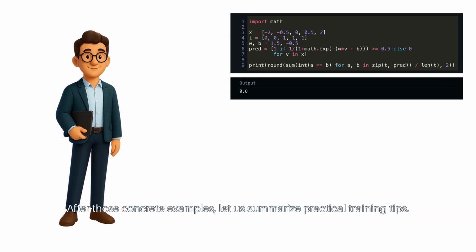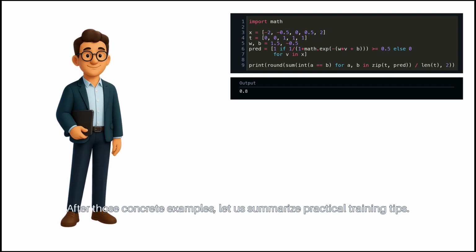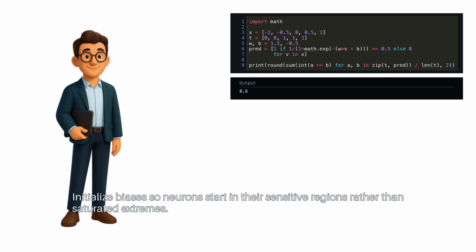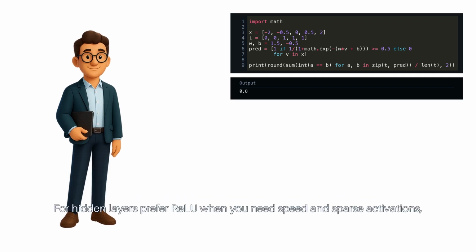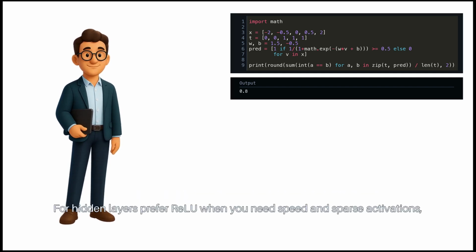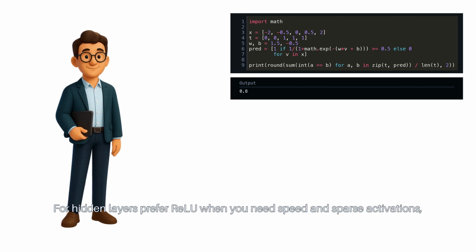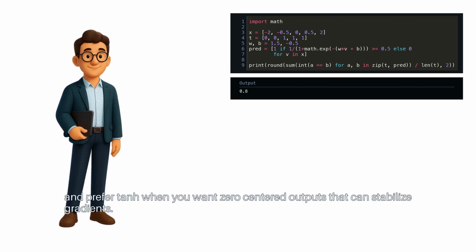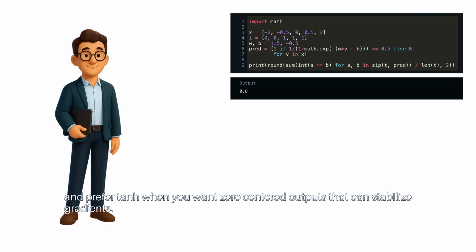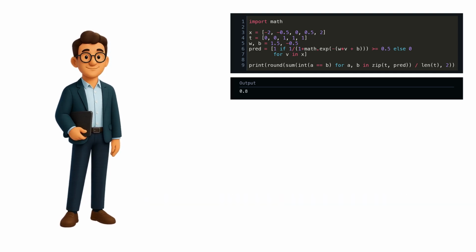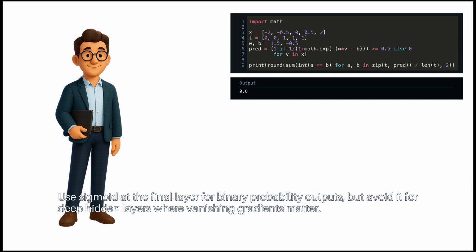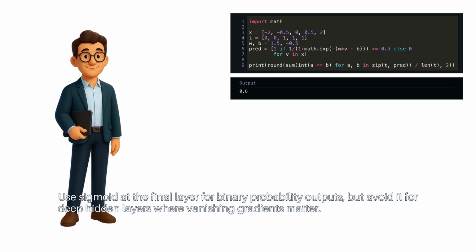After those concrete examples, let us summarize practical training tips. Initialize biases so neurons start in their sensitive regions rather than saturated extremes. For hidden layers, prefer ReLU when you need speed and sparse activations, and prefer Tanh when you want zero-centered outputs that can stabilize gradients. Use Sigmoid at the final layer for binary probability outputs, but avoid it for deep hidden layers where vanishing gradients matter.